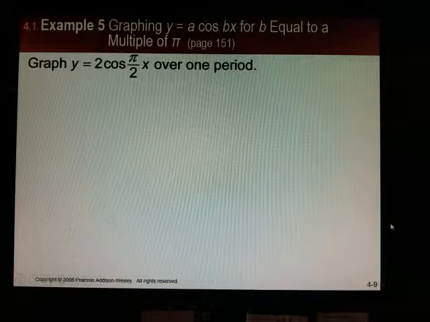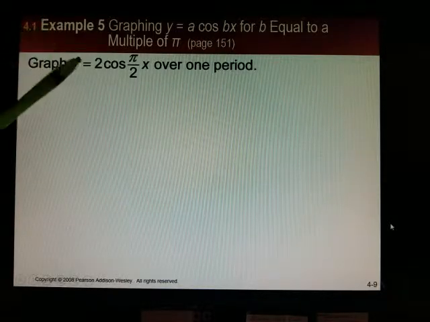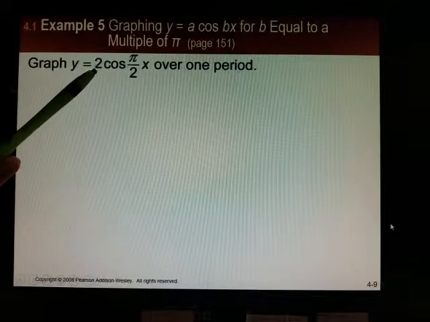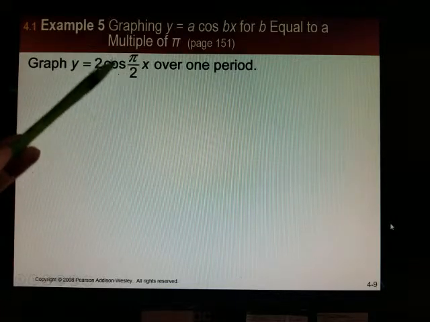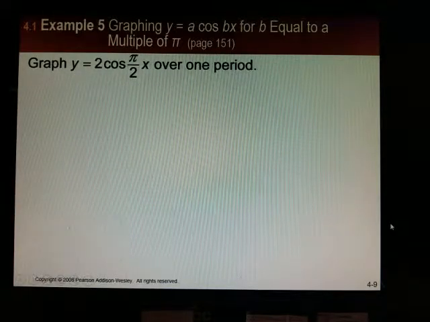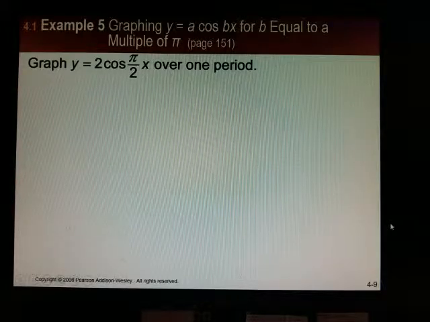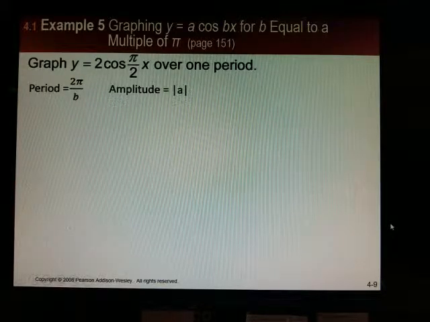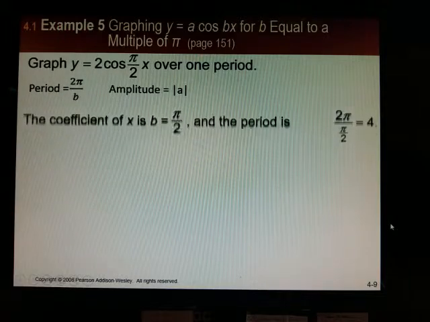So y equals 2 times the cosine of pi halves x. So again, the amplitude would be the absolute value of 2, so that's 2. The period will be 2 pi divided by pi halves. So the period this time will actually be 4, not 4 pi, just 4. So again, the period is 2 pi divided by pi halves.